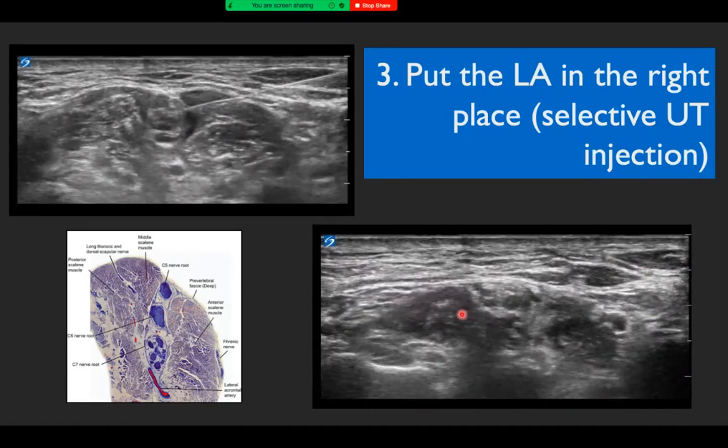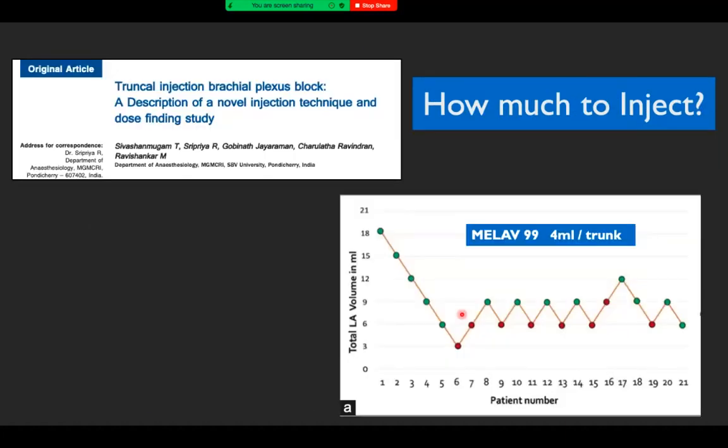So now how much to inject? In a targeted truncal injection block, we found the minimum effective local anesthetic volume for a truncal block is about 4 ml per trunk. Suppose I inject 5 ml of local anesthetic, what will happen? How long does my block work? The duration of surgical anesthesia and analgesia.